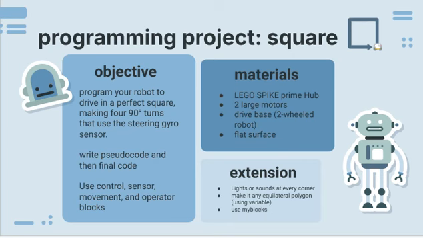Materials you're going to need is the Lego Spike Prime Hub, which is like the rectangular piece that we saw. You're going to need 2 large motors. You're going to need a drive base, which is a 2-wheeled robot, and a flat surface. So extensions would be lights or sound at every corner. Make it an equilateral polygon. You can do that using variables and My Blocks. So just try to be as creative as you can. Try to do a lot.